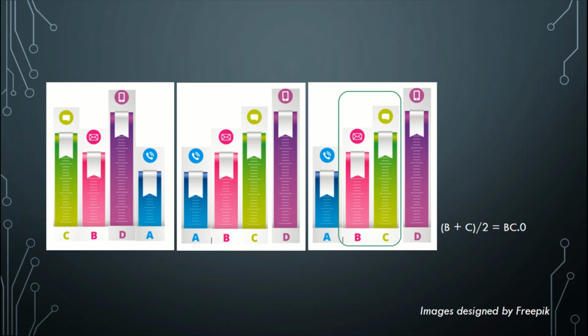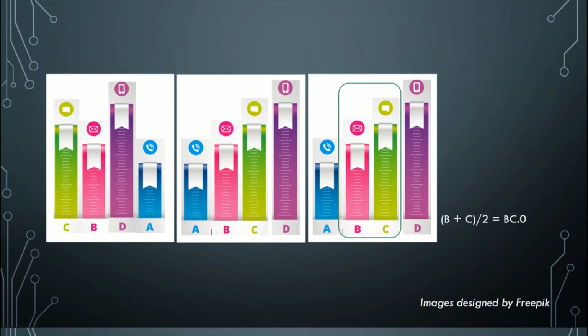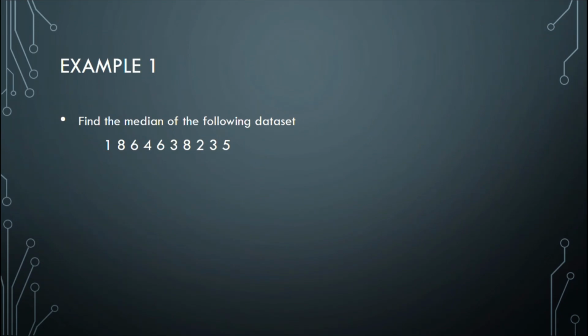Let us look at an example. In example 1, find the median of the following dataset. In this dataset, we have the following values: 1, 8, 6, 4, 6, 3, 8, 2, 3, 5. The first step is to arrange the data in ascending order, as seen in this step 1.